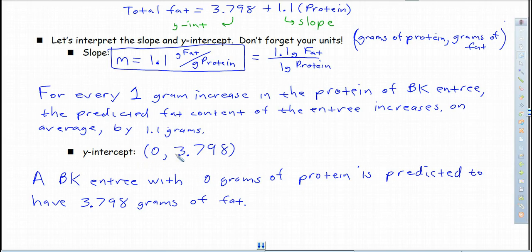And you'll see negatives on here sometimes, and then that even seems more weird because now we have a negative value. So if this was negative, we'd have 0 grams of protein is predicted to have a negative amount of fat. That doesn't make any sense, and that's usually because it's an extrapolation.